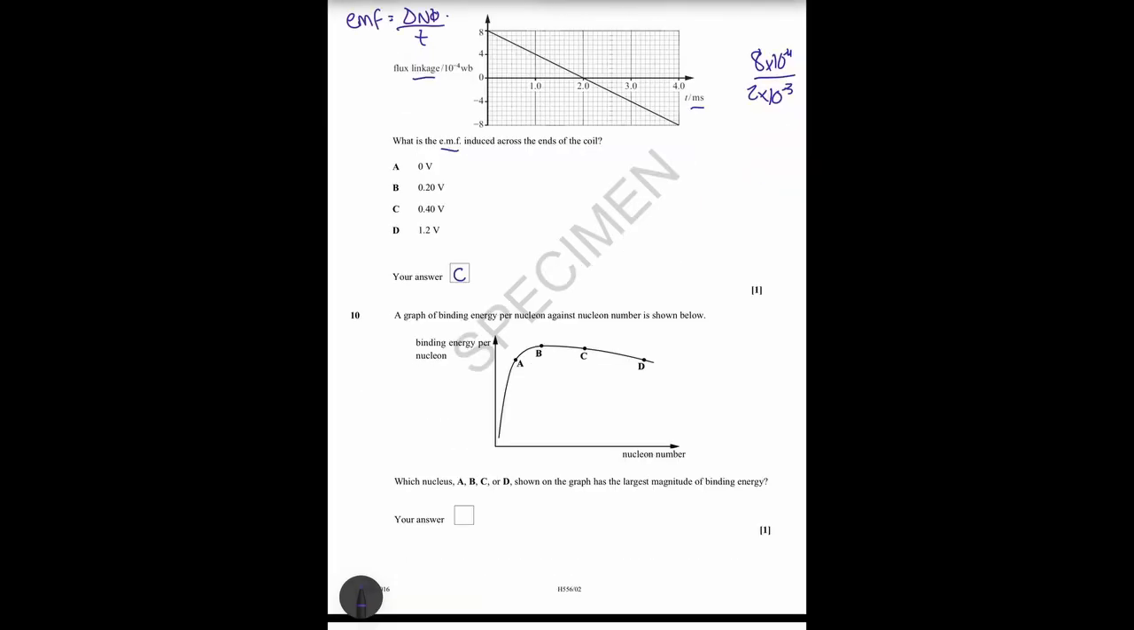Now, on a similar theme to the last one, it's another graph, and I'm going to be careful reading the axes so I don't fall for the trick. Again, they're being a little bit sneaky here, because it's a graph of binding energy per nucleon, and the question is asking which has the largest magnitude of binding energy. So I'm not just reading the top value, because it says binding energy per nucleon. It's the total binding energy that I care about. D has so many more nucleons that, even though it has slightly less binding energy per nucleon, the total binding energy for D is going to be much larger.